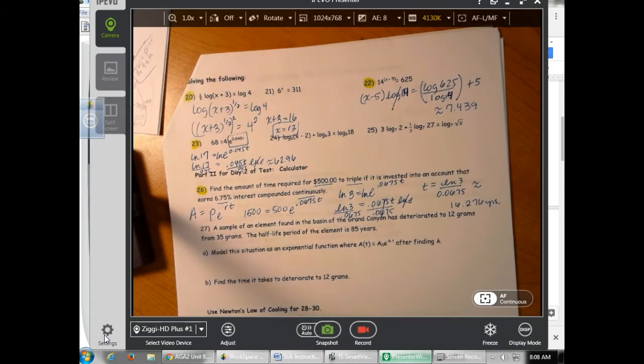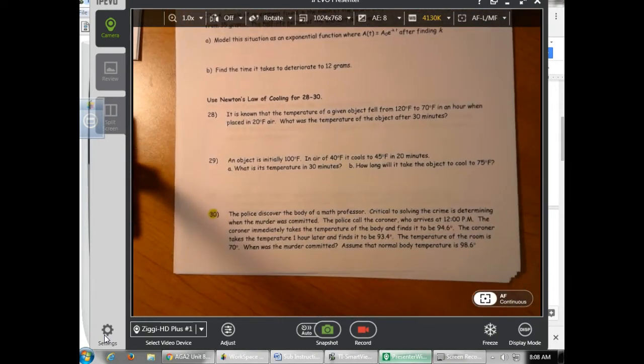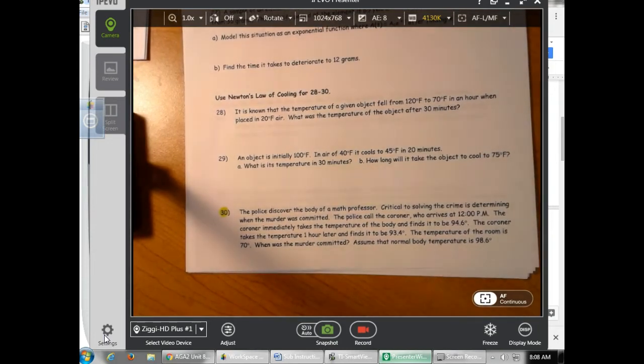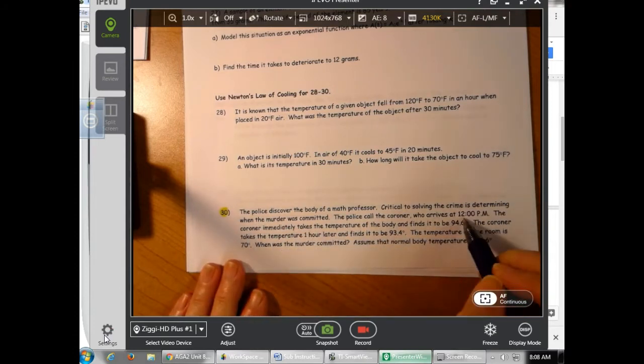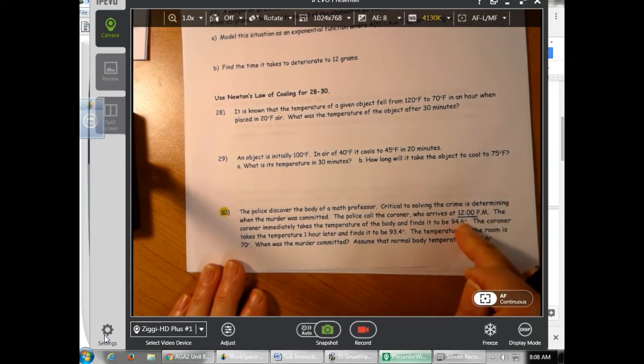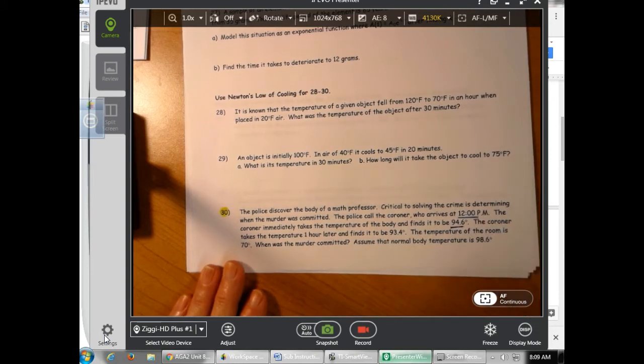All right, so the next one I'm going to do is number 30. And this sort of seems like the case of the cooling corpse that we did. So I'm going to actually grab a separate sheet of paper for this one. So as I read through this, the coroner arrives at 12 p.m. That's important because that's what time I think the temperature is initially taken. So the initial temperature is taken or found to be 94.6. So the coroner takes the temperature 1 hour later, so that's the elapsed time, and finds it has dropped to that amount. So the temperature of the room is 70 degrees.